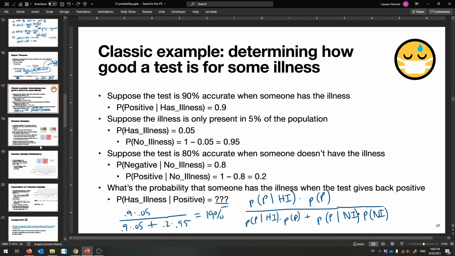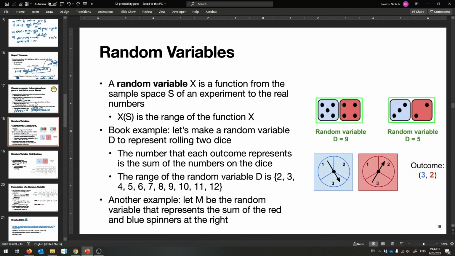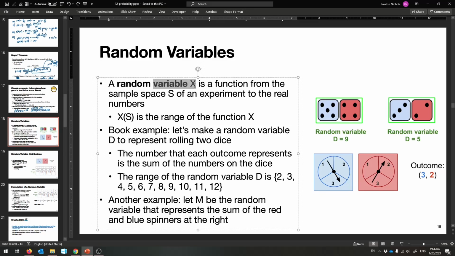And so that is the end of conditional probability for us. Let's move on to something involving some more numbers, and this one's going to be interesting. So random variables is the new topic. A random variable, and we can give it any name we want, x is fine, is actually a function.